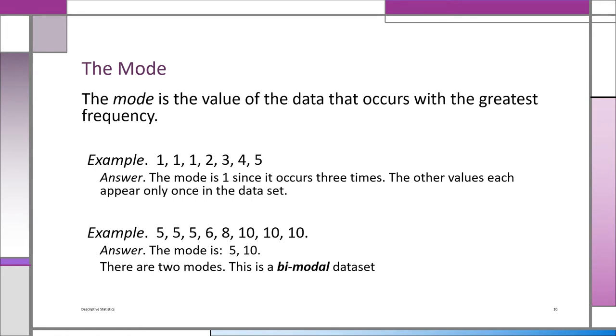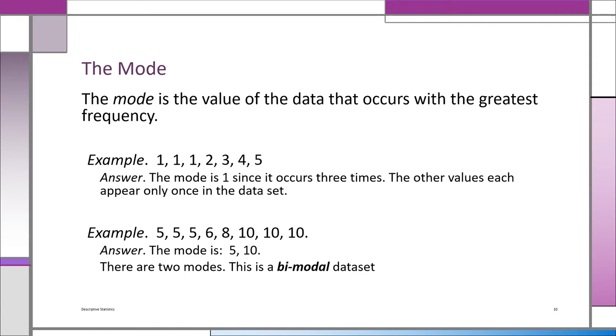Mode is the value of the data that occurs with the greatest frequency. Look at the example below. You've got 1, 1, 1, 2, 3, 4, 5. Now the 1 shows up 3 times, so that's the mode. Everything else only appeared once.